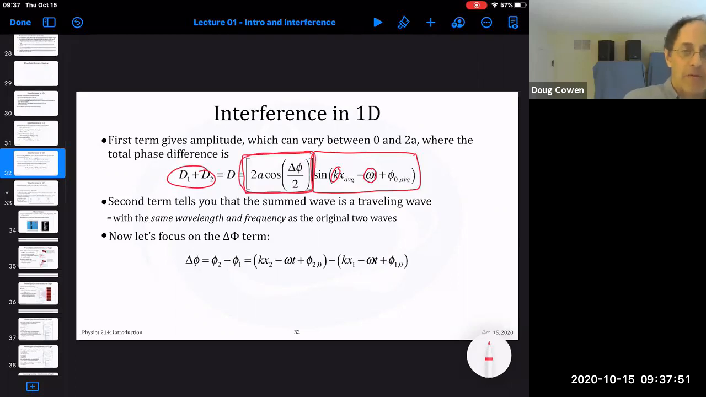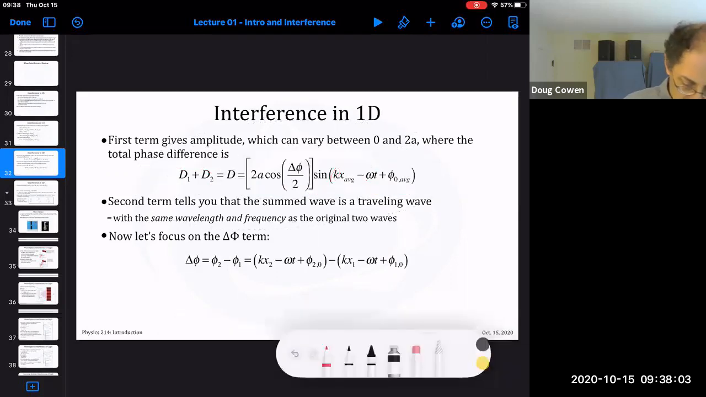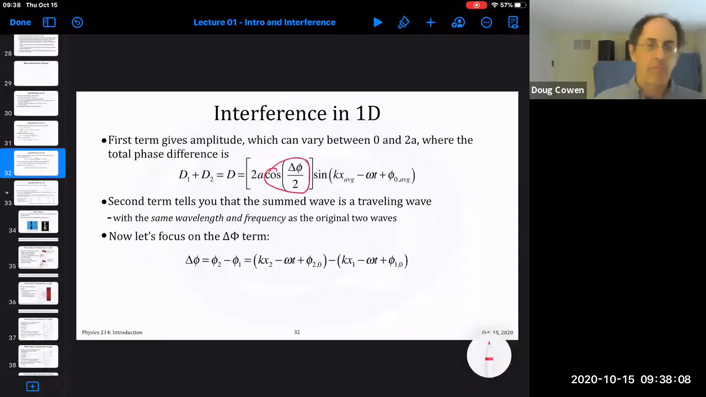The amplitude can vary between 0 and 2a, as shown, because this cosine term can vary between plus and minus 1. So the amplitude can vary between 0 and 2a because of that. Well, technically minus 2a and plus 2a, but the amplitude for these waves is defined as the distance from 0 to the largest magnitude value, which is 2a.